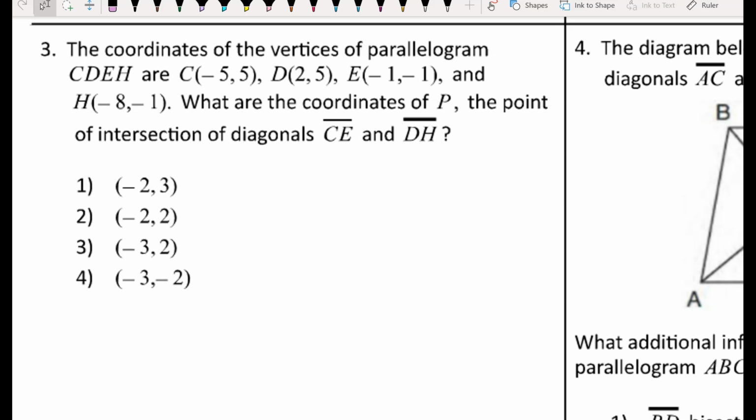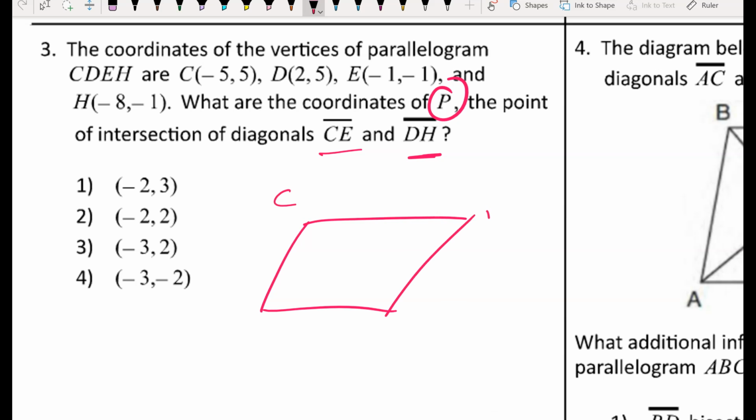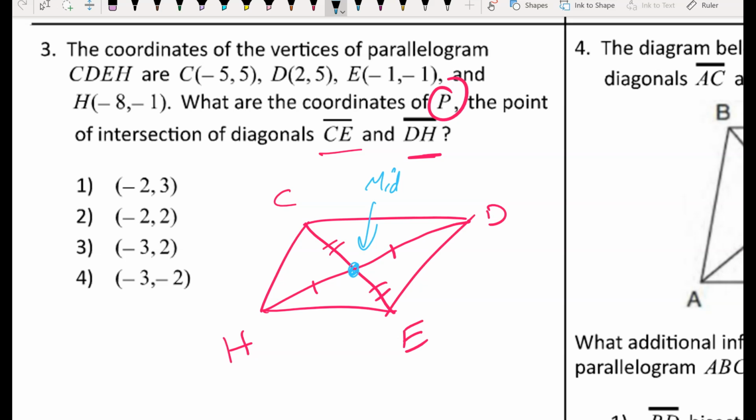Number 3, the coordinates of the vertices of parallelogram CDEH are given there. What are the coordinates of P, the intersection of the diagonals? Now, regardless of what this looks like in the coordinate plane, I know that for any parallelogram, my diagonals bisect each other. So when they intersect, they must intersect at their respective midpoint.